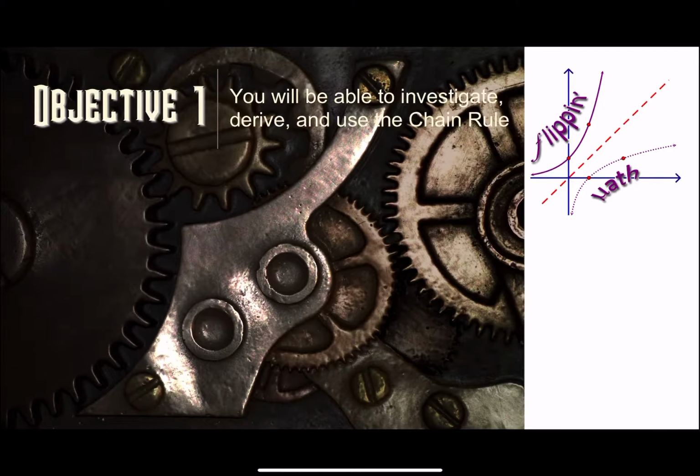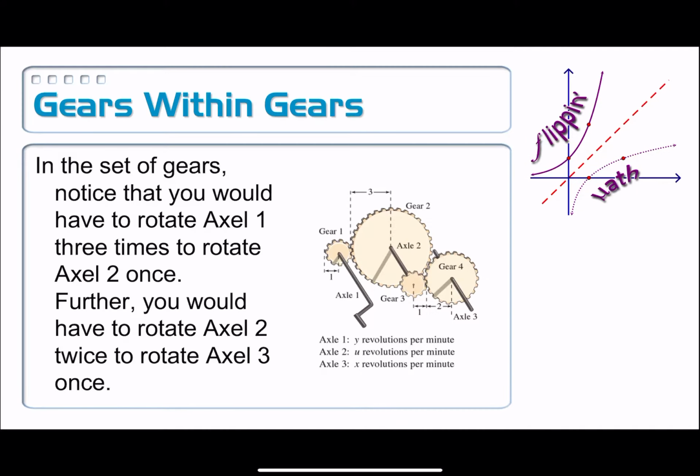Allow me to call your attention to the background image here for our objective on being able to investigate, derive, and use the chain rule. You got a bunch of gears for some reason. Why is that? That's because if you take a look inside just about any calculus book, in the section related to chain rule, you're going to see some kind of machine similar to this one. You got gears within gears.